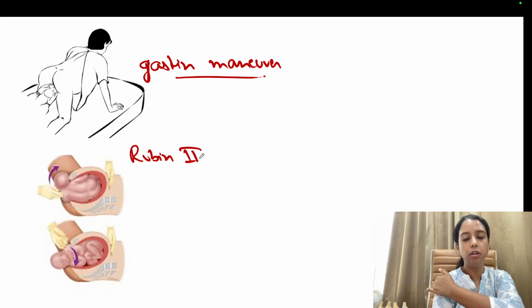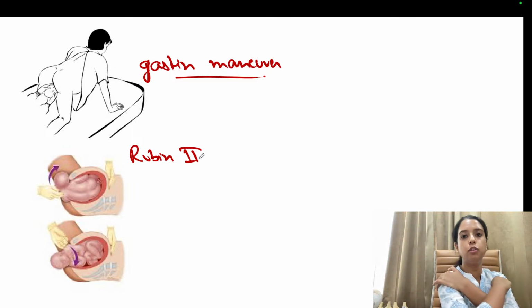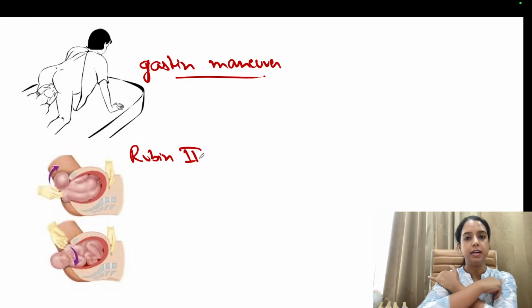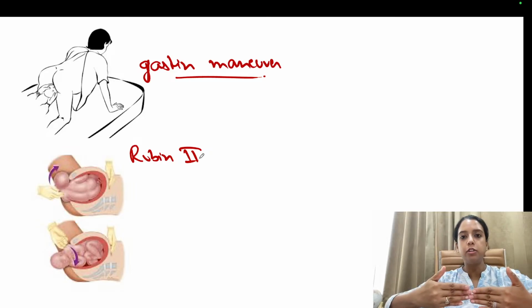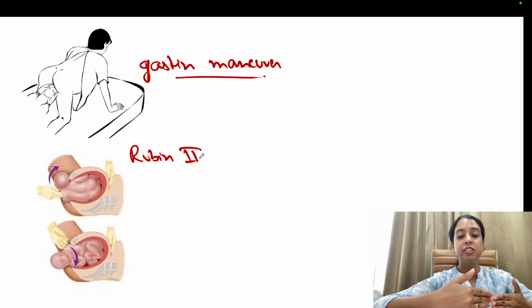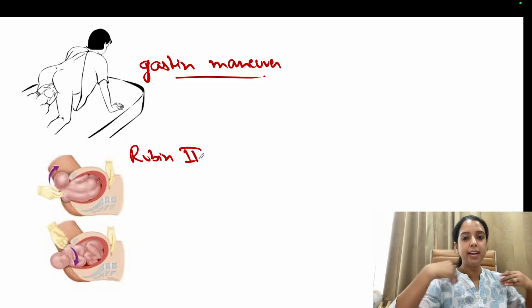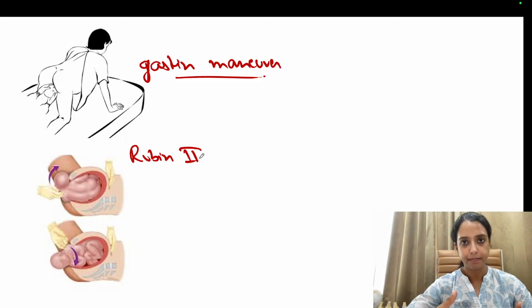So Wood's corkscrew is done along with Rubin. Now you are doing Rubin, the baby is not coming out. So along with Rubin, insert your other hand and do Wood's corkscrew. Try to rotate. One hand on the dorsal aspect, one hand here. Try to rotate the baby. By rotating the baby from the anteroposterior diameter, you rotate it to the oblique diameter, which is larger. So Wood's corkscrew and Rubin are done together to bring the baby into the oblique diameter. Okay.